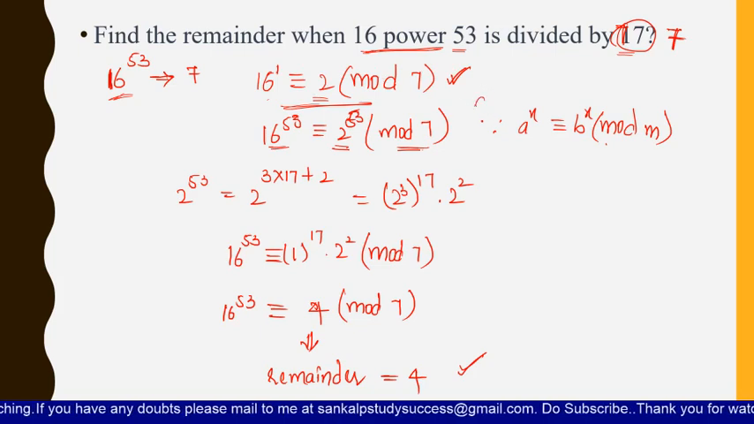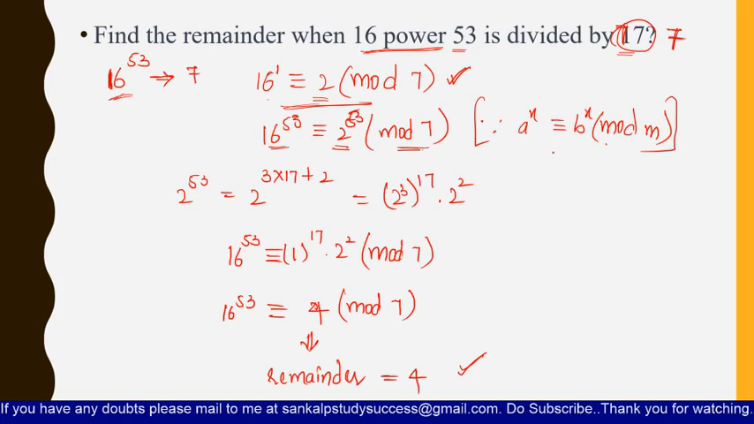Now we have this formula: a power x is congruent to b power x mod 7. By using this formula, you can write it as 16 power 53 is congruent to 2 power 53 mod 7. So now 2 power 53 is the remainder if you divide 16 power 53 with 7. But if you further simplify 2 power 53, you will get 2 power 3 into 17 plus 2, which is nothing but 2 cube whole power 17 into 2 square. You can also write it in this way. Now 2 cube is nothing but 8. Correct?